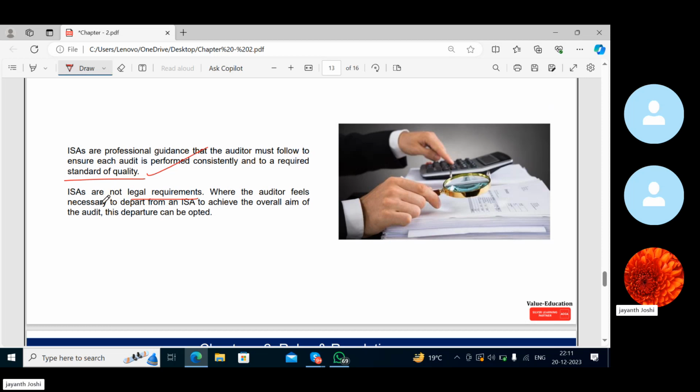Where the auditor feels it necessary to depart from an ISA to achieve the overall aim of the audit, this departure can be opted for. That means if someone does not want to follow, that's okay.